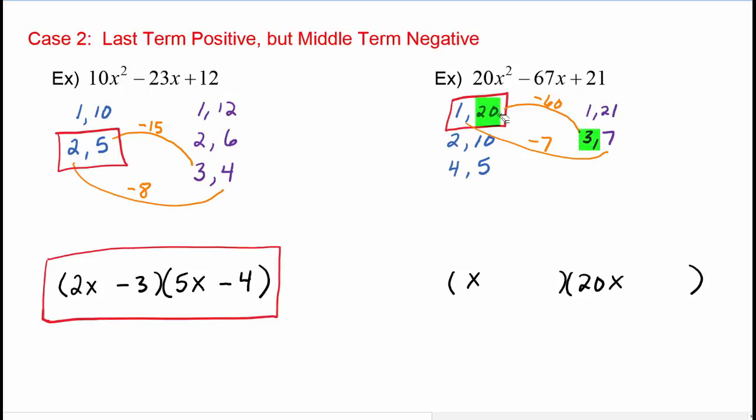And the 20 has to be tied to the 3, and we have to get a negative 60, so we're going to need to make that negative 3. And the 1 has to be tied to the 7. We need them to be negative 7, so we're going to need a minus 7 down here. And as we check our inner and outer terms, we see we're going to get a negative 7x from the outer term. We're going to get a negative 60x from the inner term, and those two add up to be negative 67.